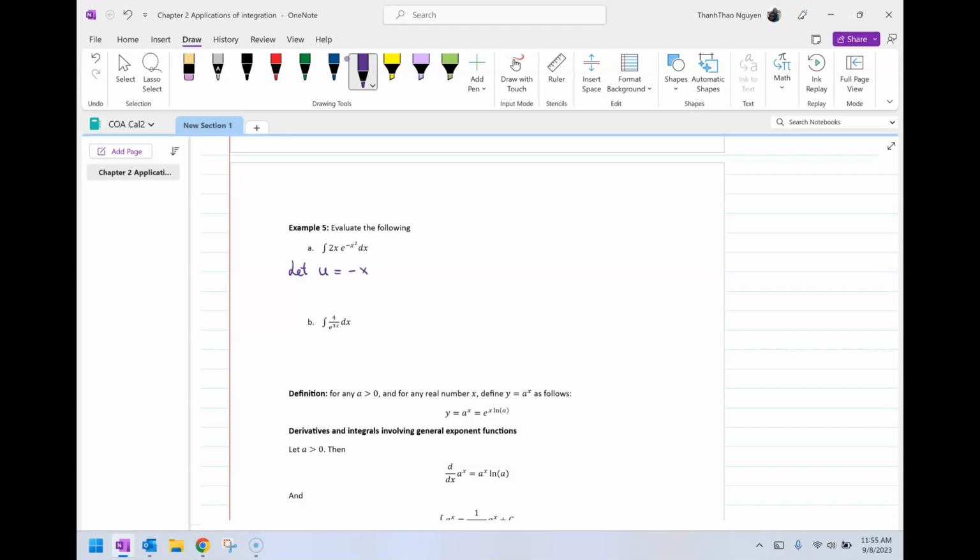negative x squared. So then du equals negative 2x dx. So negative du is equal to 2x dx. I can rewrite my integral as negative e to the u du. This is negative e to the u, and this is equal to negative e to the negative x squared plus c, that is a constant.